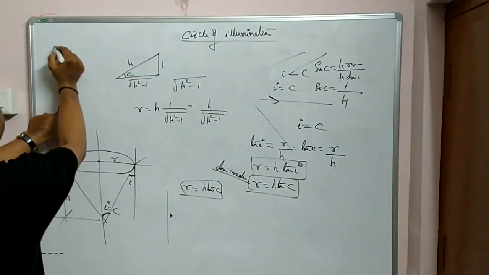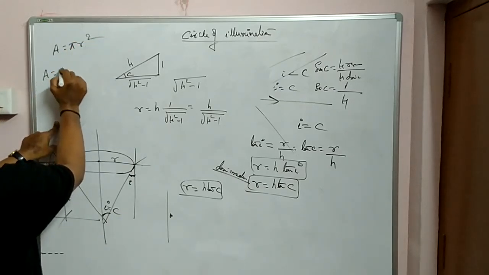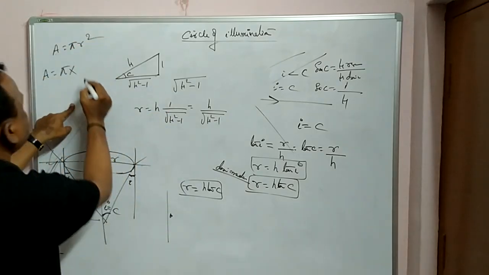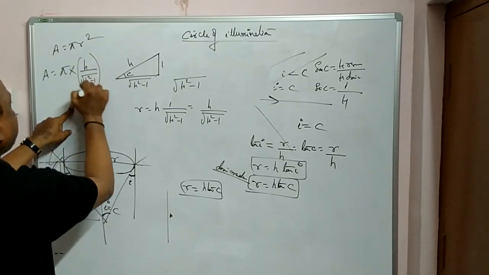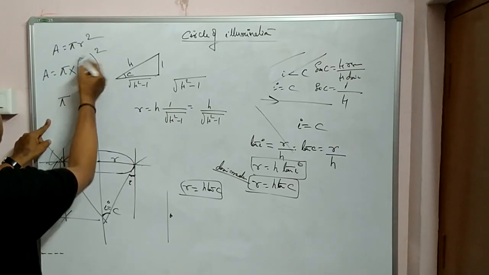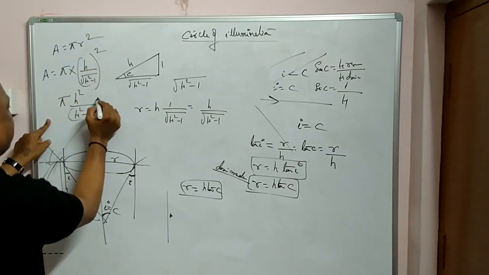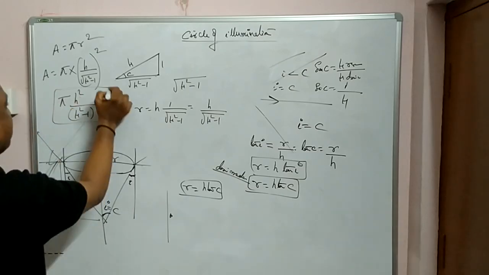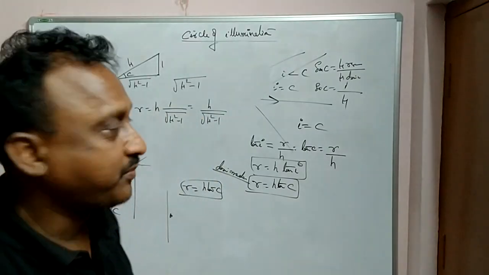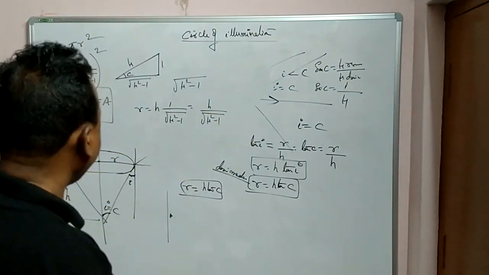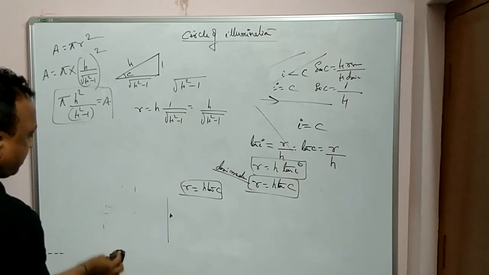What is the area of a circle? Area is equal to pi r square. So A is equal to pi into, what is the radius I got? H by root over mu square minus 1, whole square. Therefore A equals pi H square by mu square minus 1. This is the area of illumination of the light. So this is how the MSET and NEET problems are solved regarding a circle of illumination. Please make a note. These are very important in solving numericals.